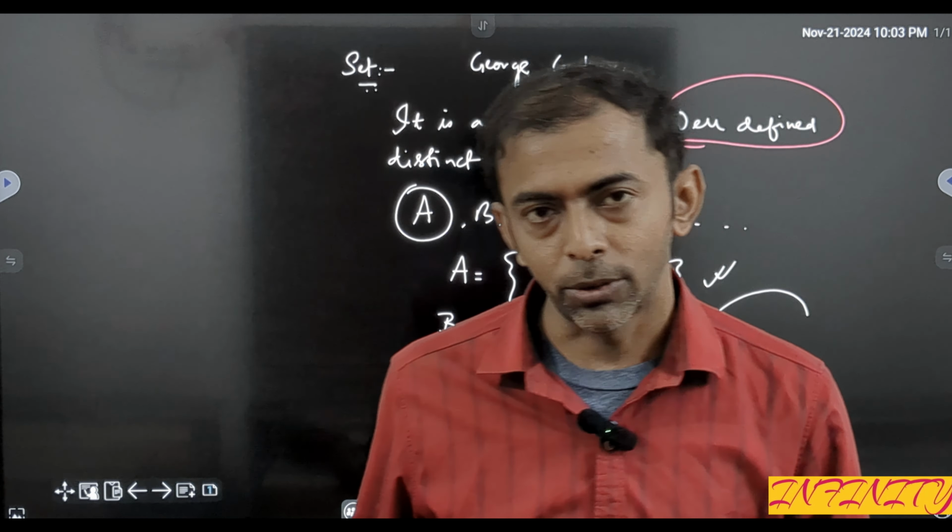A collection of all tall boys is not a set either. So you need to be specific. In providing a definition, you need to be specific, and those collected well-defined objects need to be distinct actually.